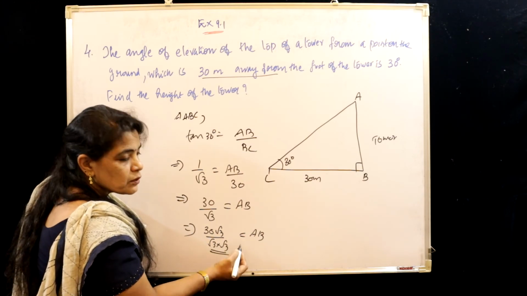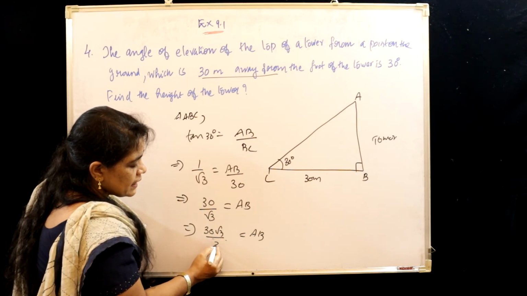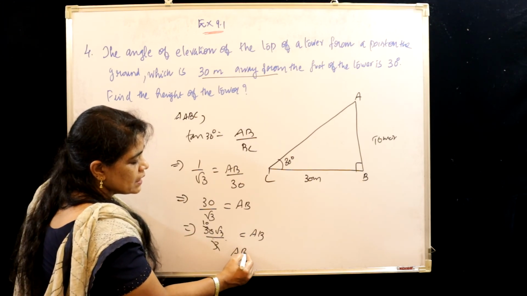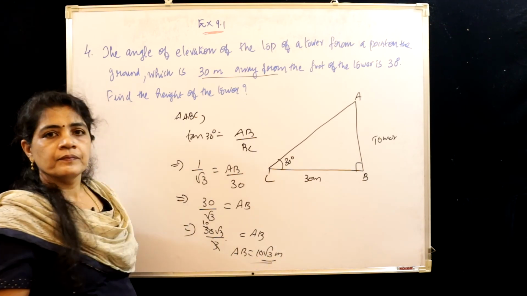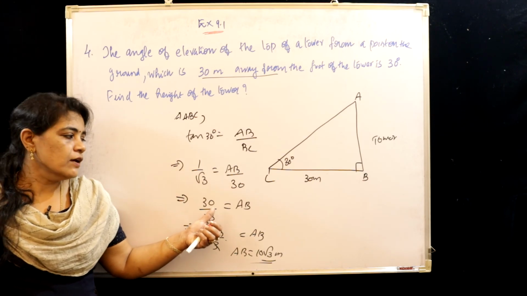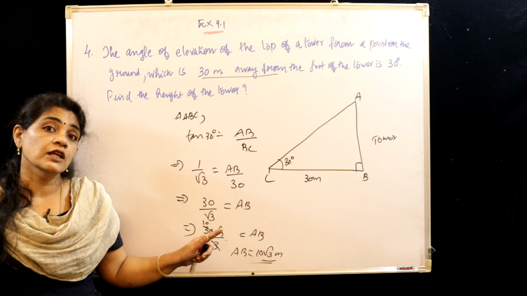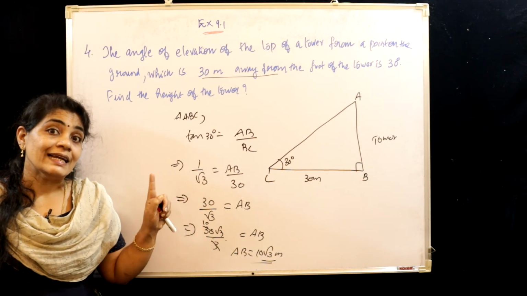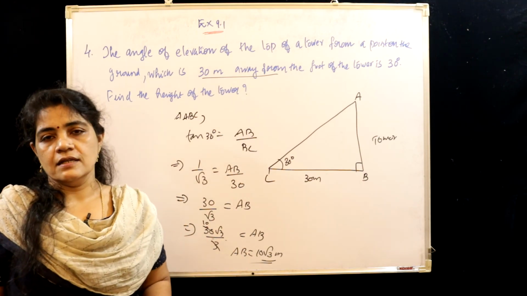So root 3 into root 3 makes 3. So 3 in 30, 10. So AB equals 10 root 3 meters. Is that clear, children? I just rationalized by multiplying with root 3 and dividing with root 3. So root 3 into root 3 becomes 3 in the denominator, and that 3 will get cancelled with 30, 10 times. So 10 root 3 is the height of the building in this case.